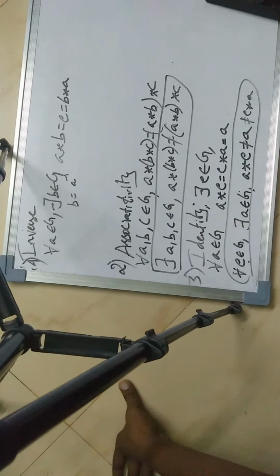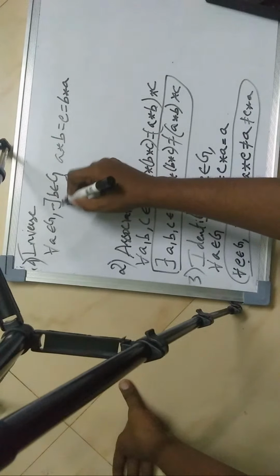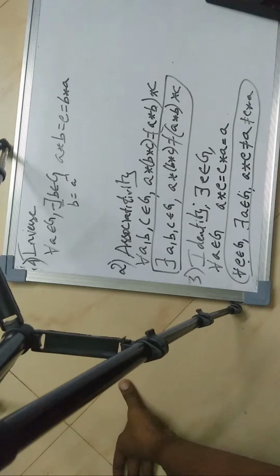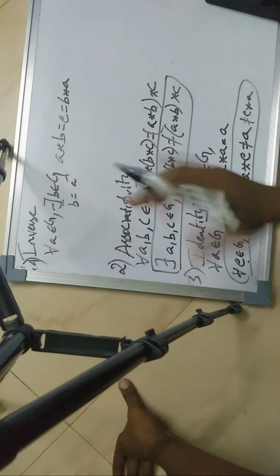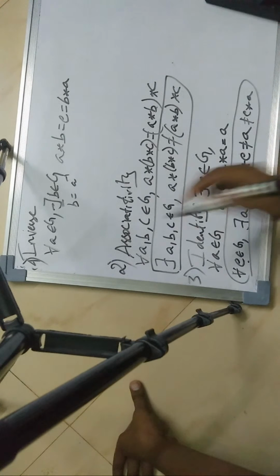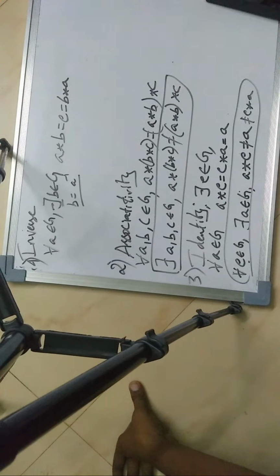but only if you show this is unique. Because we are denoting an element as A inverse, there might be many B such that A star B is equal to E. So we will try to prove that this is unique, and then we will go into saying that this B will be denoted by A inverse.